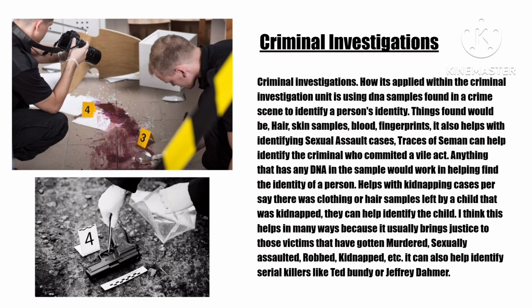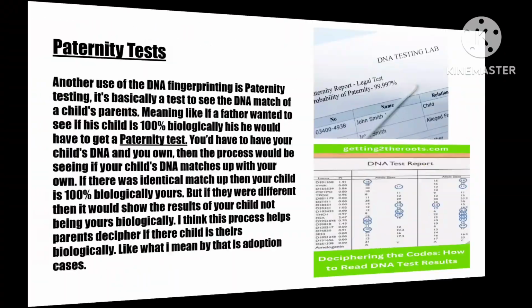It also helps with kidnapping cases, per se. A piece of clothing or hair samples left by a kidnapped child can help find the identity of that child. I think it helps in many ways because it usually brings justice to those victims that have been murdered, sexually assaulted, robbed, kidnapped, etc. It can also identify serial killers like Ted Bundy, Jeffrey Dahmer, or Ed Gein.